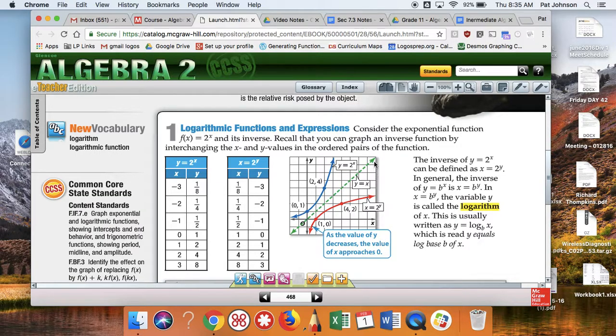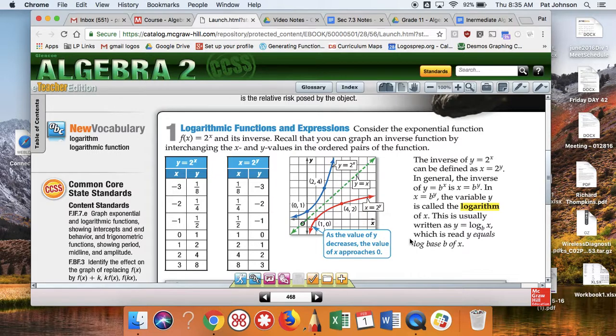We can graph them and you can see they reflect over the line y equals x. So this is y equals 2 to the x and this is x equals 2 to the y. As the value of y decreases, the value of x approaches 0. All right? So the inverse of y equals 2 to the x can be defined as x equals 2 to the y. So in general, the inverse of y equals b to the x is x equals b to the y.